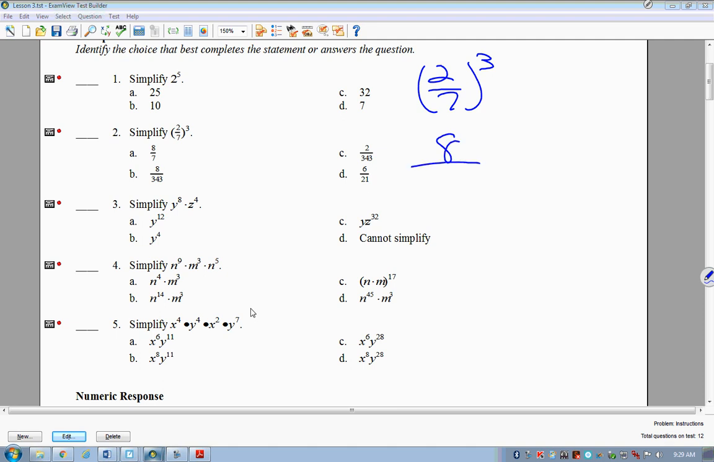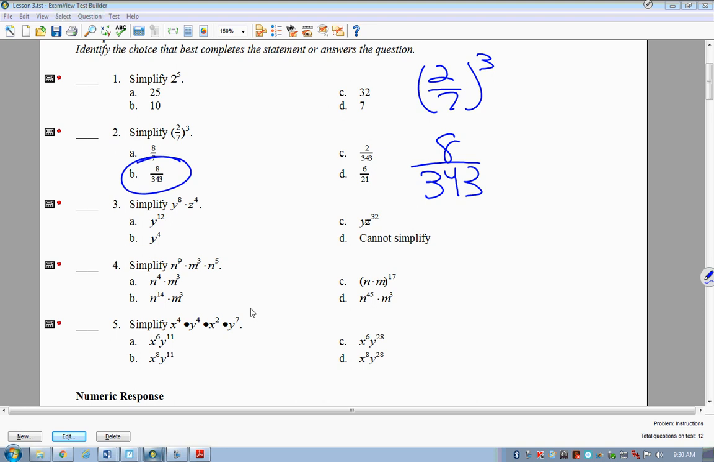But I'm going to do the same thing with 7 on the bottom. What's 7 times 7? 49. What's 49 times 7? Probably not one you're going to do in your head, right? Anybody tell me? What's that? What is it? 343. All right, so we've got 8 over 343.